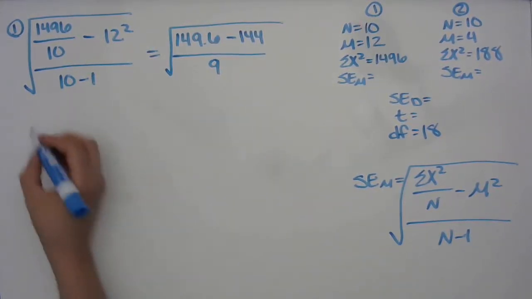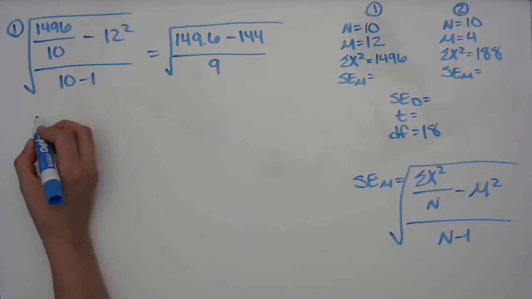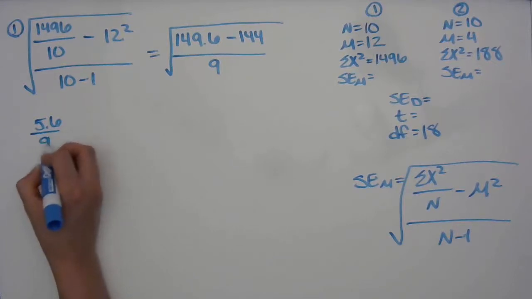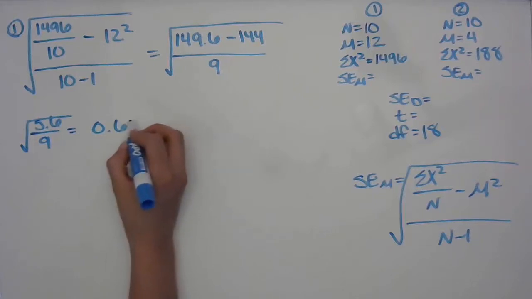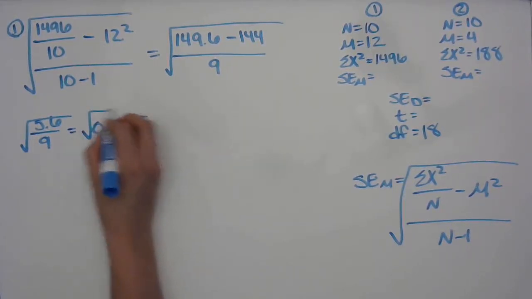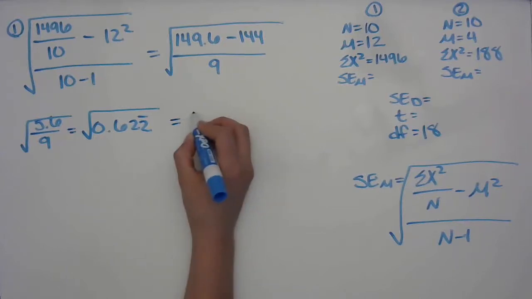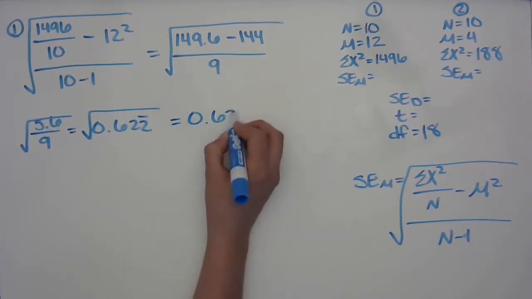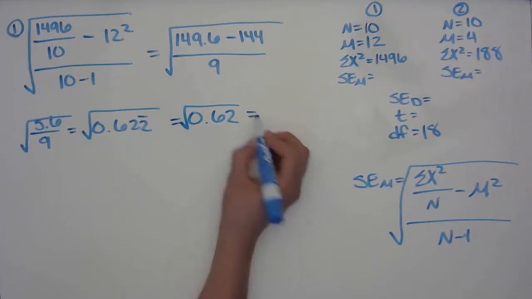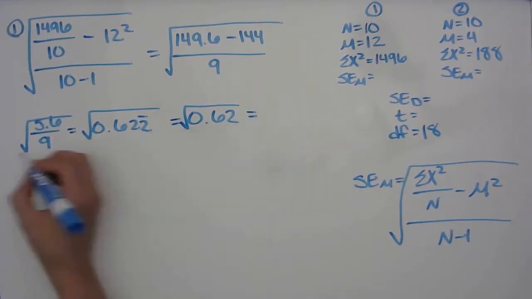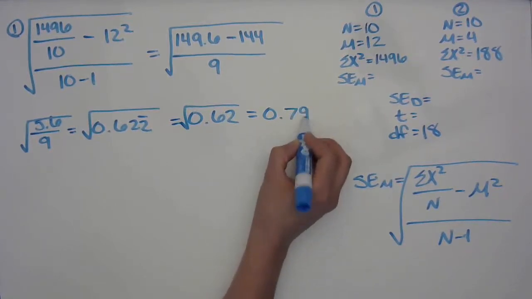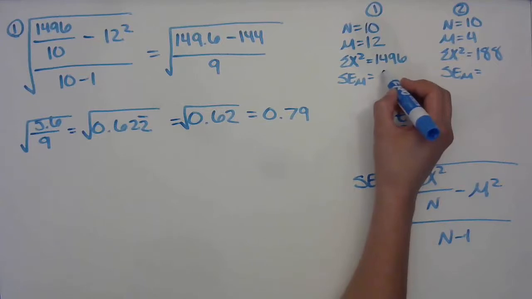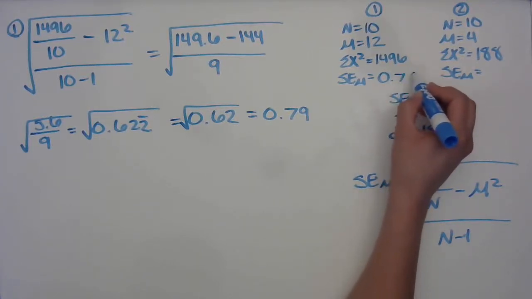Okay. And then 149.6 minus 144 is 5.6 over 9. And then that is going to give us 0.622, and that repeats. And then that, after we round, will give us 0.62. And then we go ahead and find the square root of that, and that will give us 0.79, and that's already rounded. Okay, so for Group 1, our standard error of the mean is 0.79.